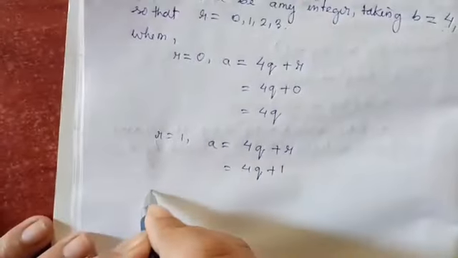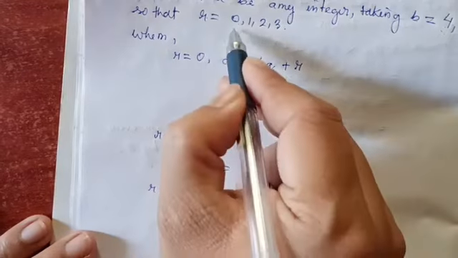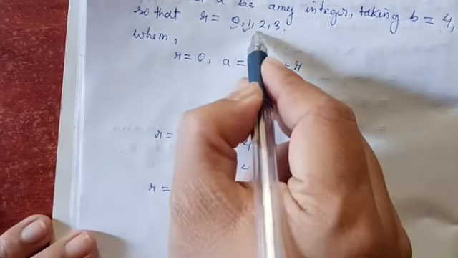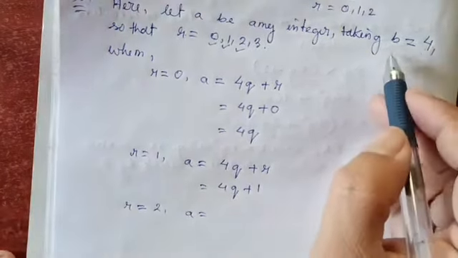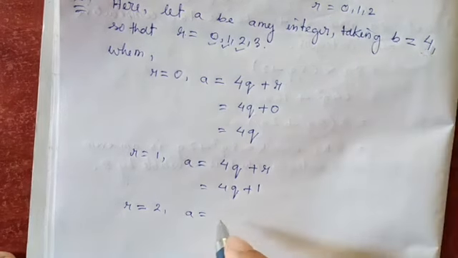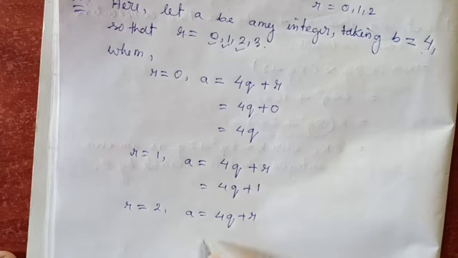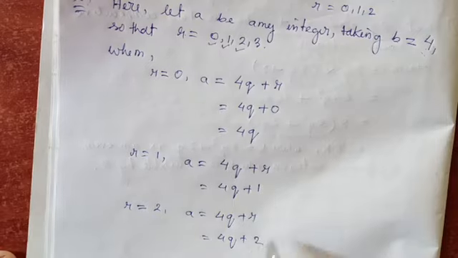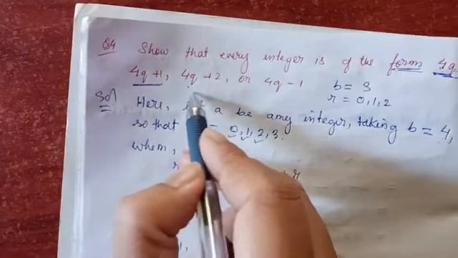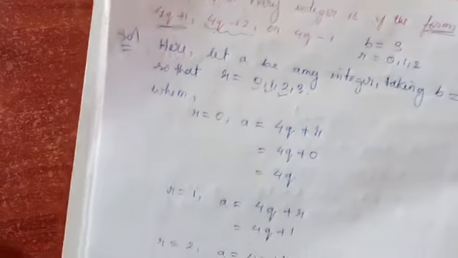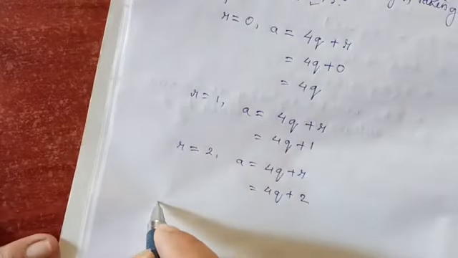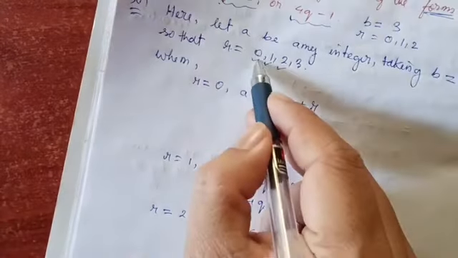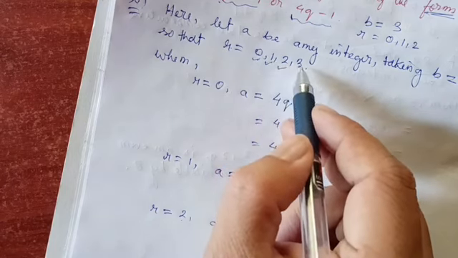Then next, r equals 0 we have done, 1 we have done. Then next is 2. So when r equals 2, how can you write this a? Remember that our b value is 4. That is why 4q plus r. Now our r value is 2, so 2. So we get this one. We already got the second one. Now we are left with only this one, 4q minus 1.